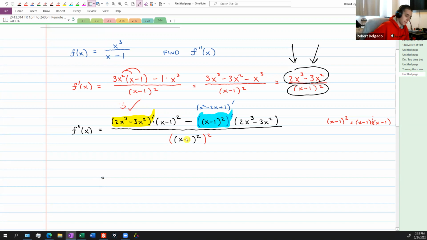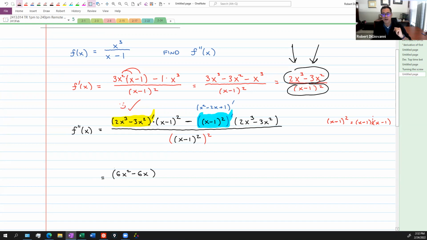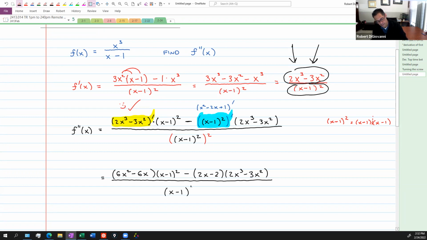Okay, so here I go. I'm going to take the derivative of this first one, which is 6x squared minus 6x. Is that okay with everyone? In that top left yellow one? Then I still have x minus 1 squared minus, here in blue, I expanded the x minus 1 squared, and now when I take the derivative of that, that's just 2x minus 2. And then times 2x cubed minus 3x squared. And then all of this is over x minus 1 to the 4th. I just squared the squared and made it 4th power.